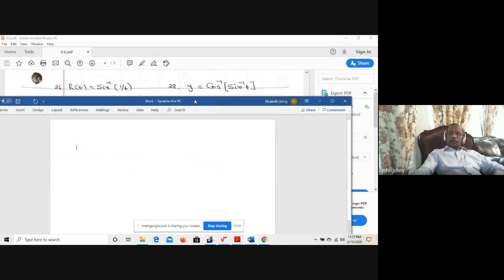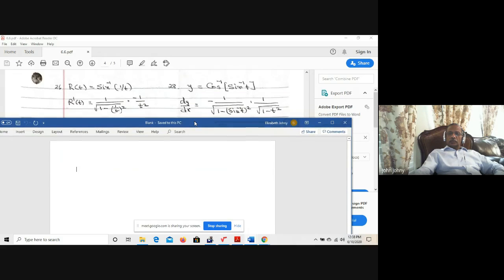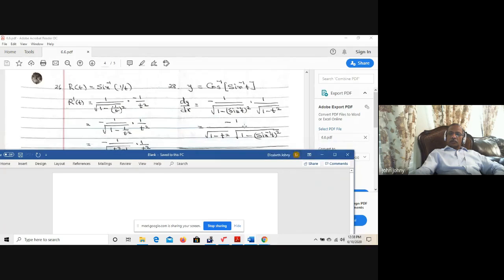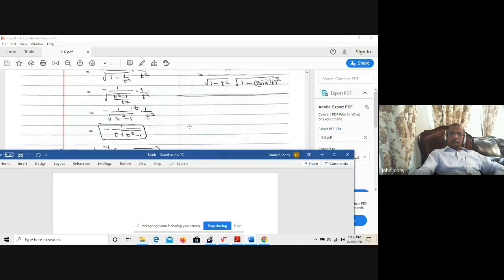t times square root of t square minus 1. Number 28. y is equal to cos inverse sin inverse t, a really complicated expression. So dy over dx is negative 1 over square root of 1 minus sin inverse t the whole square times derivative of sin inverse t, that is 1 over square root of 1 minus t square. So that's all. You have a negative 1 over square root of 1 minus t square times square root of 1 minus sin inverse t the whole square. Just application of the formula.